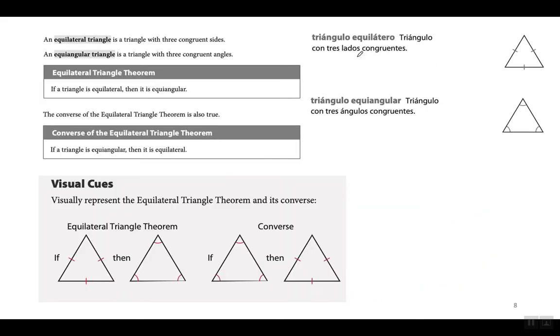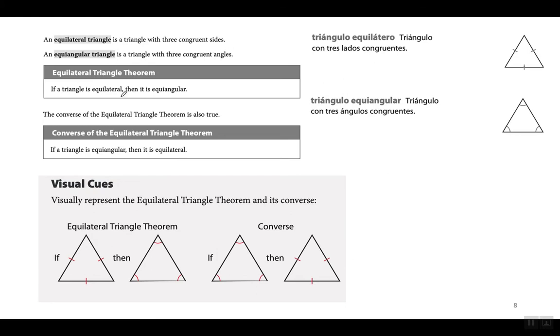Alright, moving on. This is the second part that we got to go over. We got to go over 2 quick definitions. An equilateral triangle is a triangle with 3 congruent sides. So all 3 sides are equal in an equilateral triangle. And an equiangular triangle, it has the word equal and angle in it. So it's a triangle with 3 congruent angles.